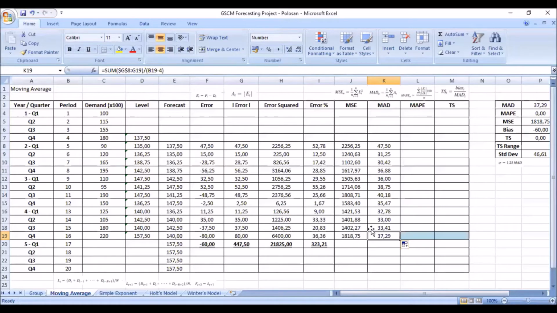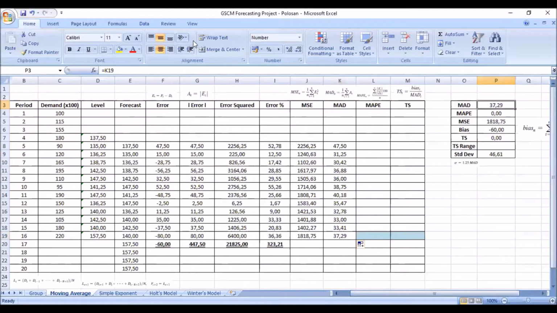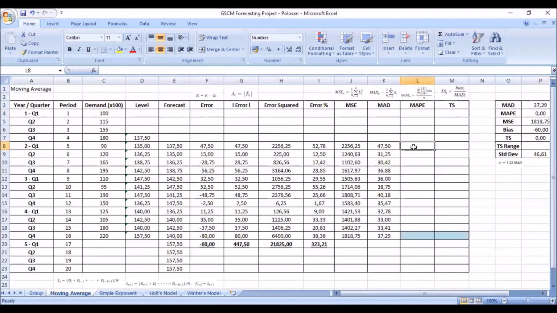And if you want to also clarify whether it's correct or not, we can also use the normal formula, which is the total of absolute error divided by the corresponding period. In this case, just click the total of absolute error divided by last period minus 4. And yeah, we have the same result, which means that we have found the right MAD.